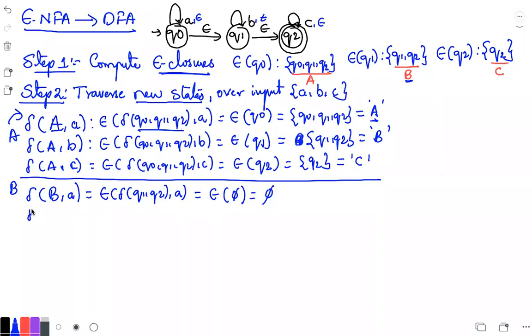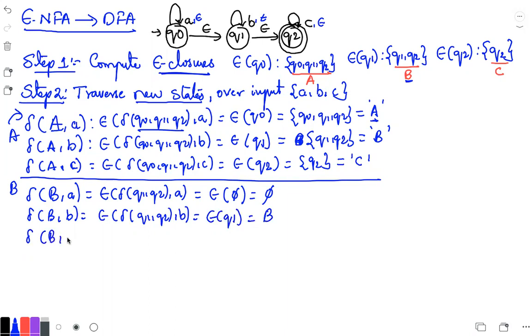Okay. Delta B on B. Epsilon closure of transition of same Q1, Q2 on B. Q1 on B, Q1 itself. Q2 on B, no path. So epsilon closure of Q1. What is epsilon closure of Q1? B.